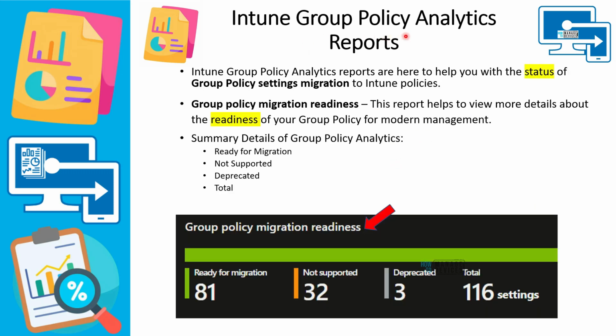Let's move on. Group policy analytics reports. With the Azure AD join scenario, you need to migrate from on-prem Active Directory group policy settings to cloud policies or Intune policies. Group policy analytics is the workload in Intune to help you understand the state of your group policy migration task: how many settings are ready for migration, how many are not supported, how many are deprecated, and the total settings that you have analyzed by importing the group policy settings to Intune. So let's check what it is.